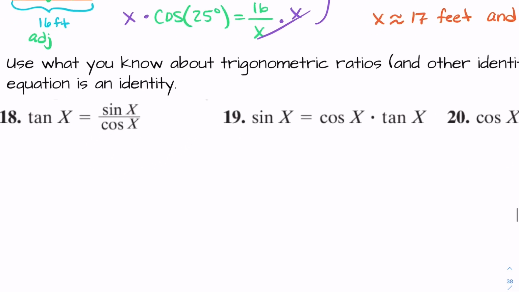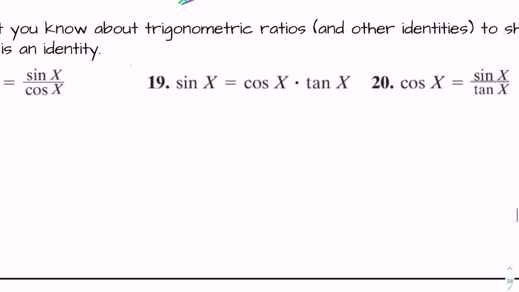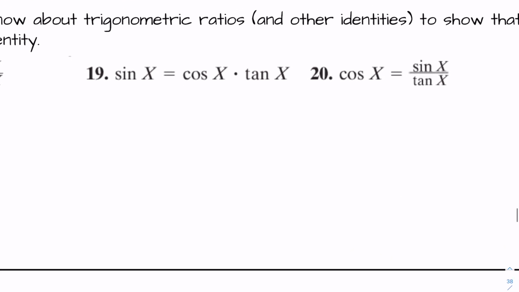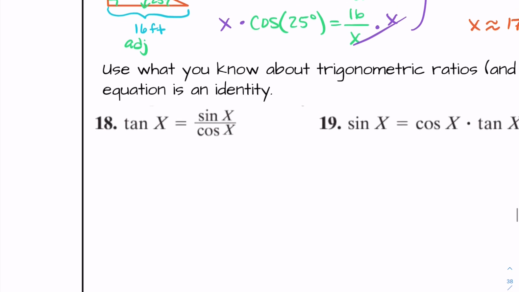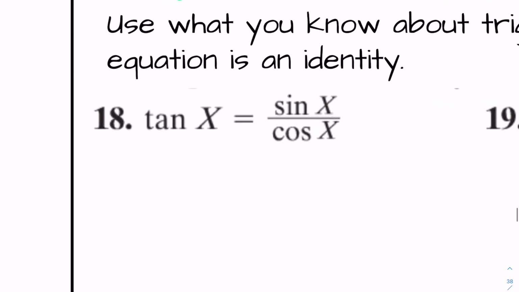All right. This next problem, use what you know about trigonometric ratios and other identities to show that each equation is an identity. An identity means that they're the same thing. That instead of using one, I could use the other. In this case, it says the tangent of x and the sine of x over the cosine of x. They're saying that these are equivalent. And you go, well, what? How are they equivalent? Well, let's think.